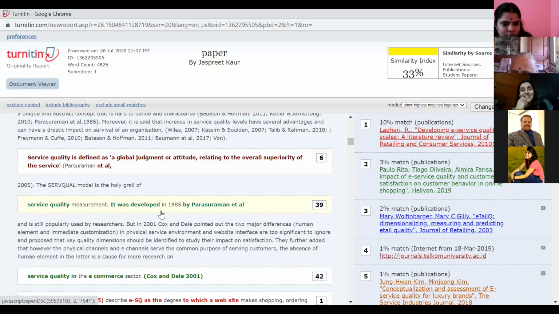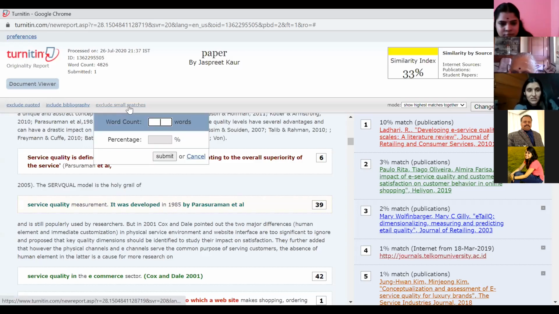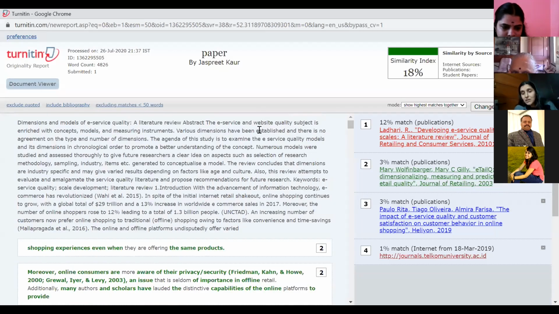Okay, so we can adjust this also as two words together, three words together, four words together. So if I put two words together, the percentage will rise. Ma'am just asked a question, why is it showing different percentages in different things? That is because of settings also, ma'am. If you give it a setting to exclude small matches, can you see it? Exclude small matches. It will ask you how many words. Suppose I say, I'm just giving an example, 50 words together, exclude. And when I submit, see, my percentage is 18%.